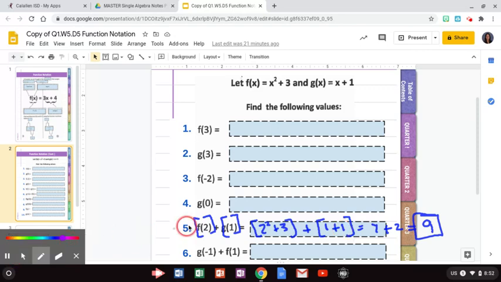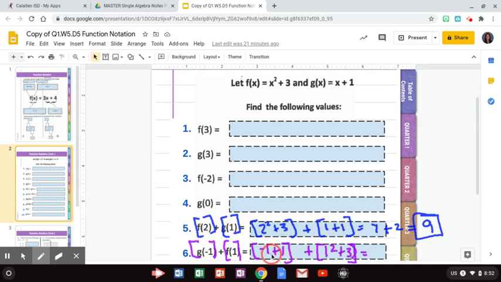Problem number 6, g of negative 1 plus f of 1. So first we're going to find g of negative 1, and I'm going to use my brackets again. This time we go to g and we input a negative 1. So negative 1 plus 1, plus f of 1. So this time we go to f and we input a 1. So 1 squared plus 3.